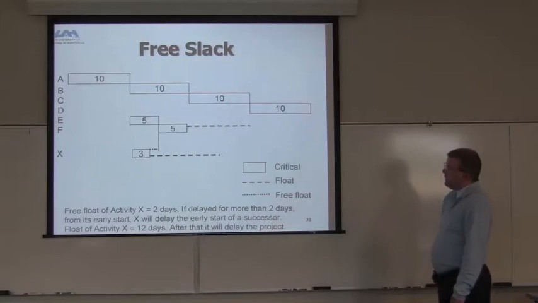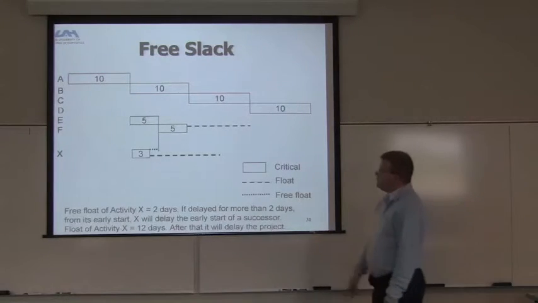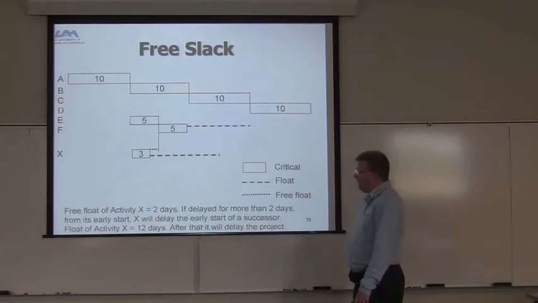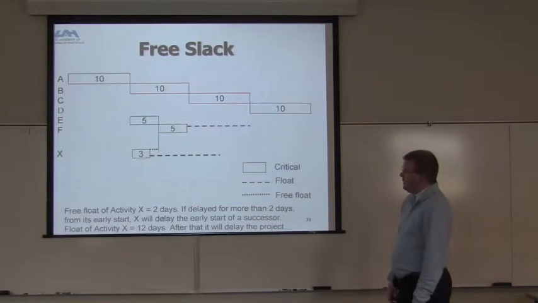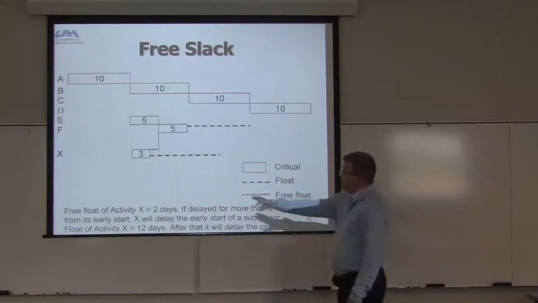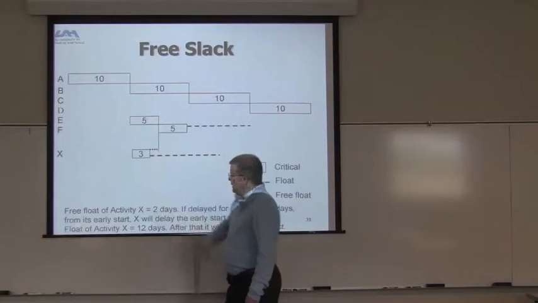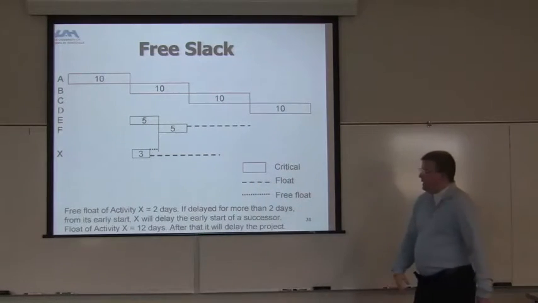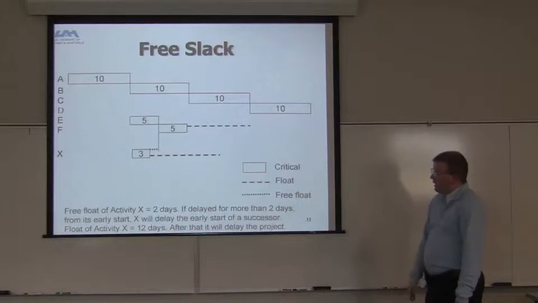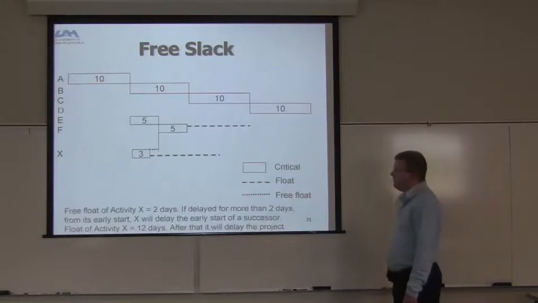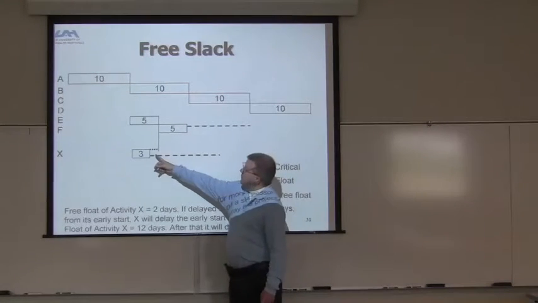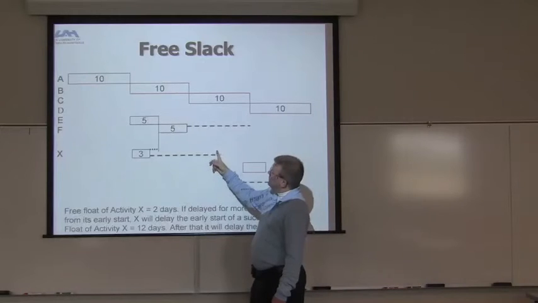And so basically you can look at it from this way as well because you can see the free slack, the free float of activity X is basically 2 days. You can see it here, right? If delayed for more than 2 days from its early start, X will delay the early start of a successor. The float of activity X is 12 days. After that, it will delay the project, right? Because it can float all the way out through here, really.